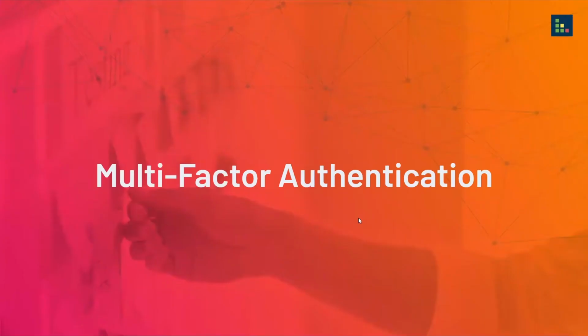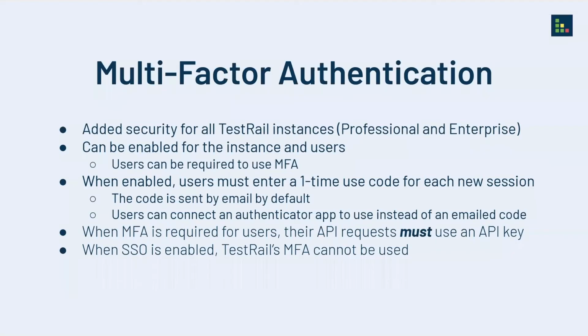So first things first is multi-factor authentication. So with TestRail, we've now added multi-factor authentication. So what does this mean? We have added a layer of security to all TestRail instances, both professional and enterprise. When logging in, you will be prompted for providing a 6-digit secure code. This code is a one-time use code that will be sent either by email or provided through an authenticator app if you have one configured.